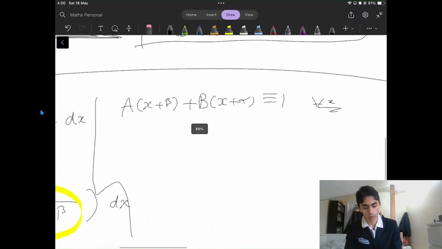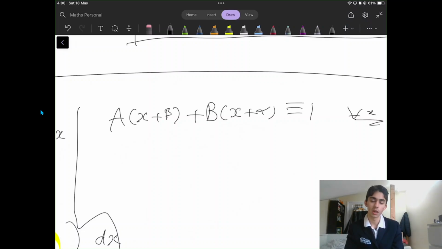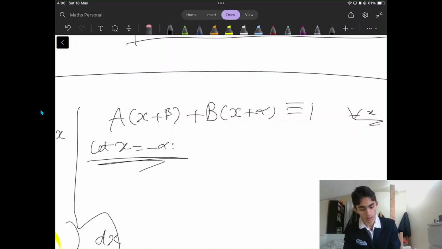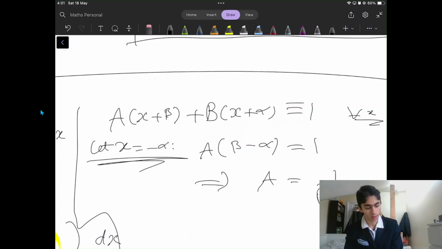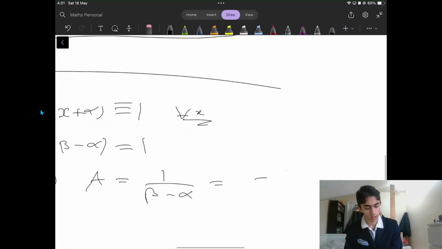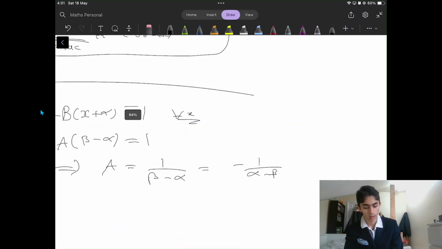And so we just need to plug in convenient values of x that we can use to solve for A and B, right? I'm going to choose firstly x equals negative alpha. If you let x equal negative alpha, you get A times (beta minus alpha) plus B times (negative alpha plus alpha), which is B times 0, which is 0, right? So the B disappears. That's the whole point of letting x equal negative alpha, giving you A equals 1 over beta minus alpha, which can be written as negative 1 over alpha minus beta.